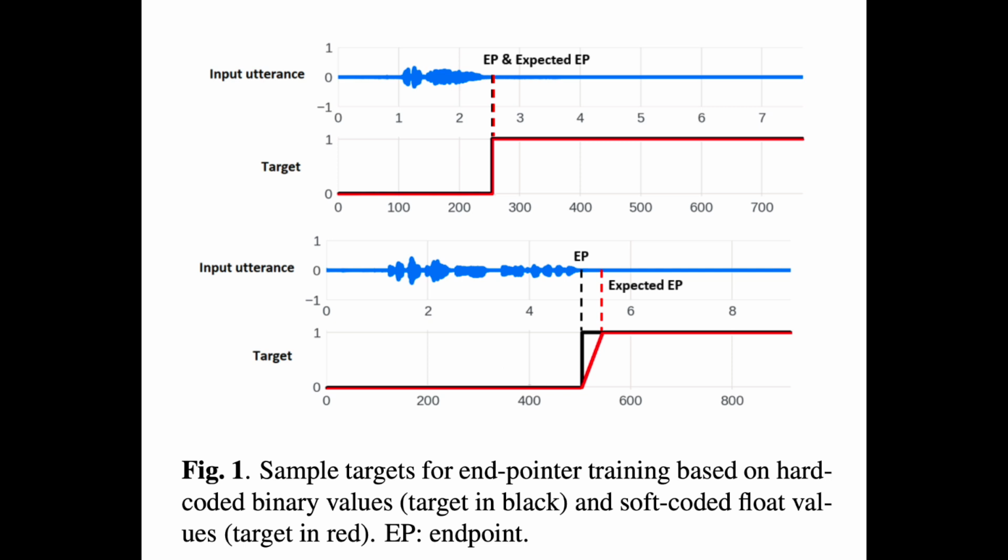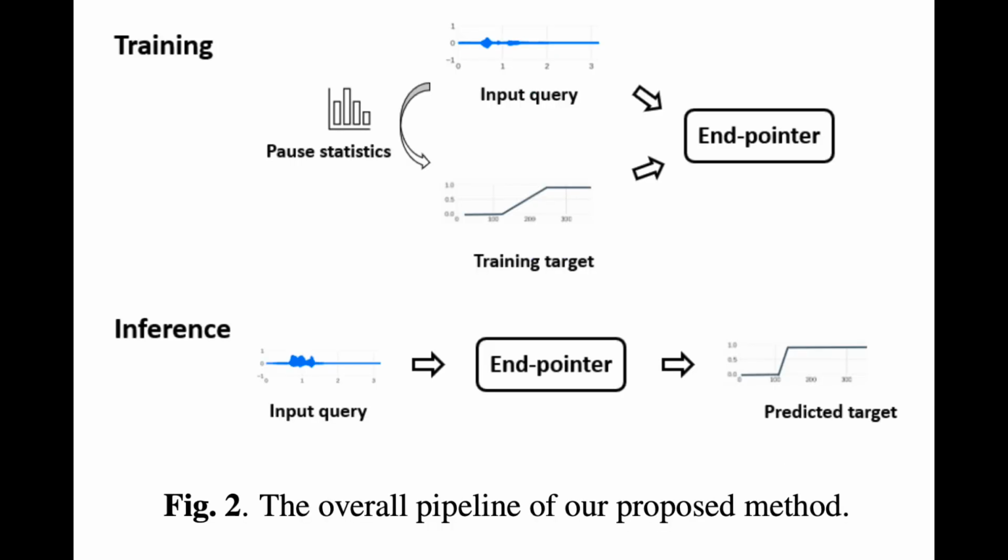The top plot of Figure 1 is an example where the training targets of a regression model and classification model are the same. At the bottom, the regression target enforces the model to be less aggressive, with a smoother slope in the transition region. Figure 2. The overall pipeline of our proposed method. Figure 2 presents the overall pipeline of endpointing with regression.